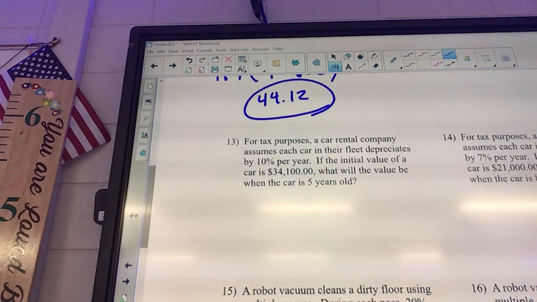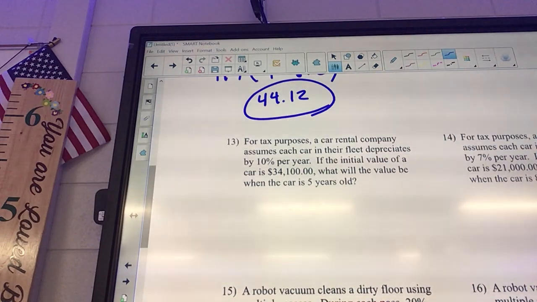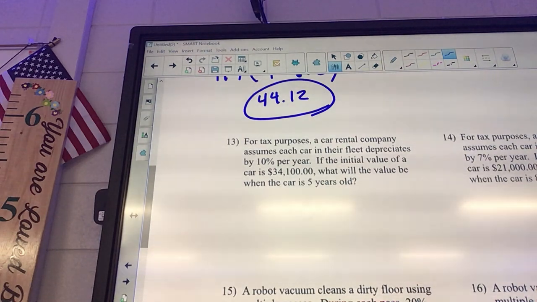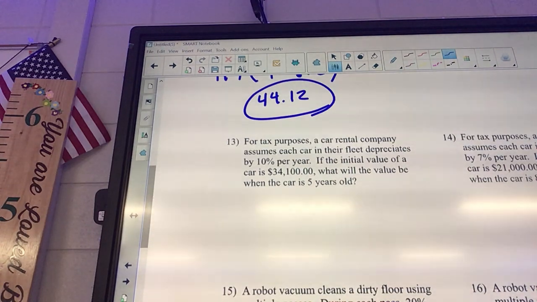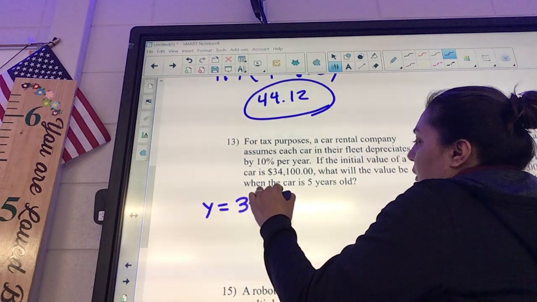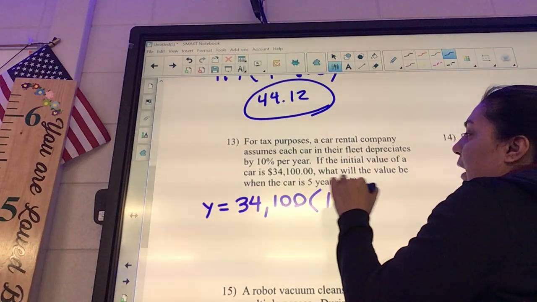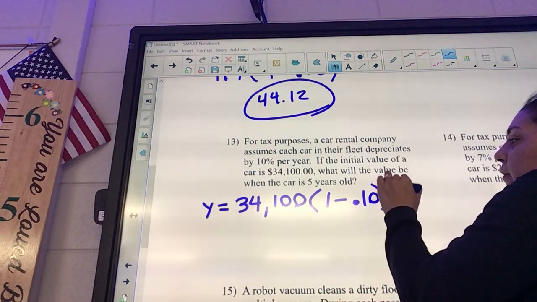Okay, for tax purposes, a car rental company assumes that each car in their fleet depreciates. What does depreciates mean? Lowers in value. You ever seen on car commercials, they say as soon as you drive it off the lot, it's only worth half. Okay, so we start out, how much did the car cost? 35,100. My bad, I'm tripping. 1 minus 0.10 to the fifth.